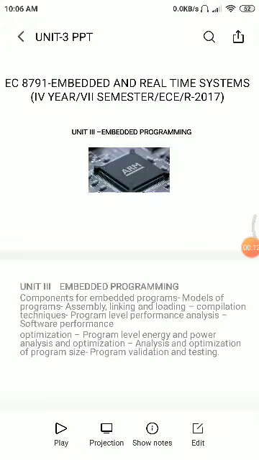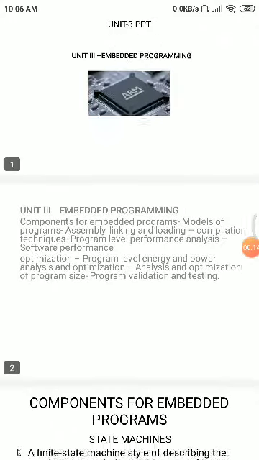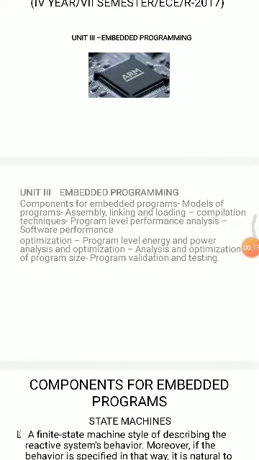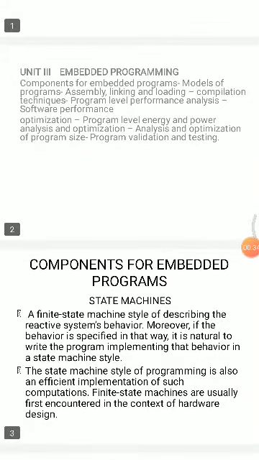So in this embedded programming unit we are going to see about the components of embedded programs, models of programs, assembly, linking, loading, compilation techniques, program level performance optimization, program level energy and power analysis and optimization, analysis and optimization of program size, program validation and testing. So in this first topic we are going to see about the components of embedded programs.